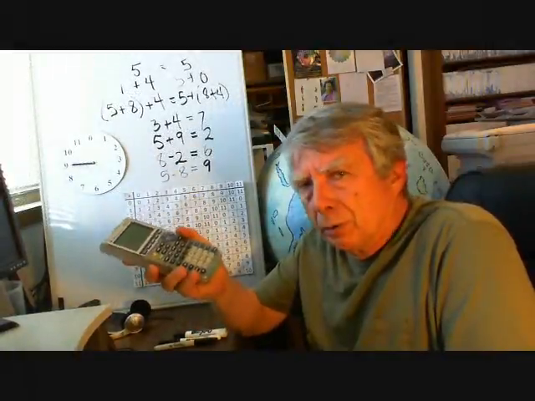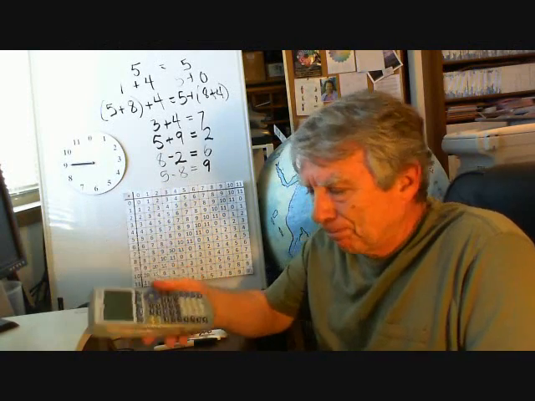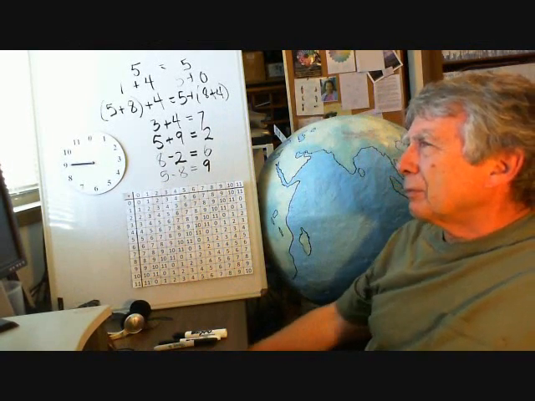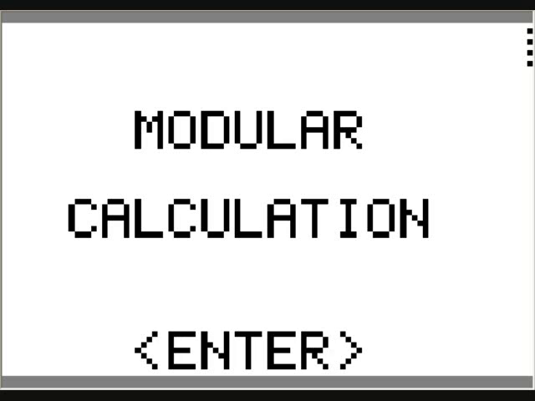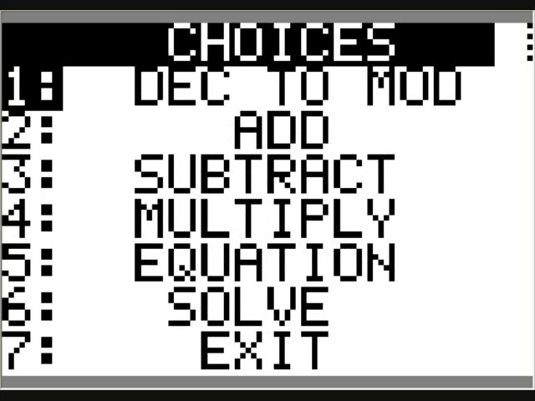Now let's see how the program Modmath can be used to do most of these calculations. This is the opening screen you see when you load the program called Modmath. And here's the menu. It has 7 different choices. We're first going to look at decimal numbers to mod numbers.